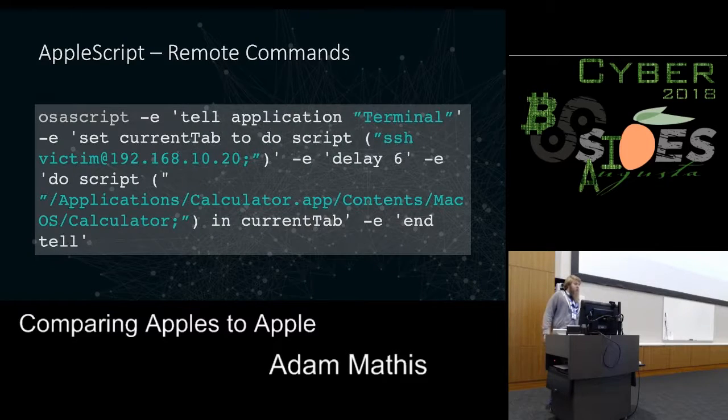In this case, AppleScript is telling the application Terminal to open up a terminal window, and then it's saying, run this script. You can imagine you can pretty much run any kind of script you want, any kind of bash script, any kind of Python script. You can run that directly from AppleScript. So in this case, we're going to tell it to open an SSH session to a remote system, wait a couple of seconds so we can authenticate, and then run a second script, which is going to open Calculator in the current tab.